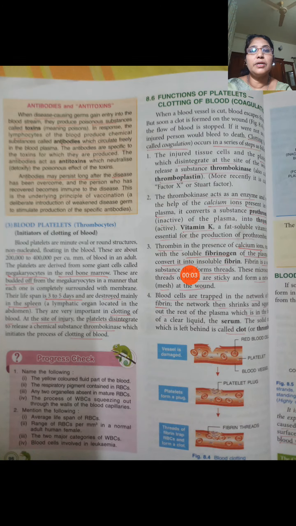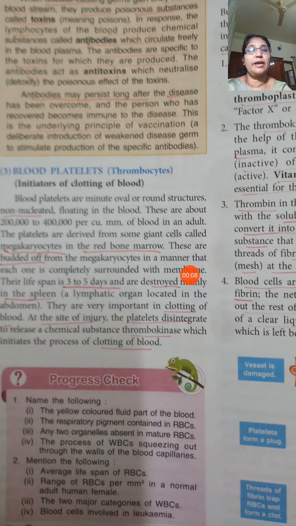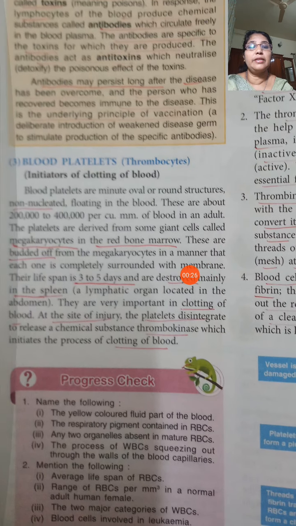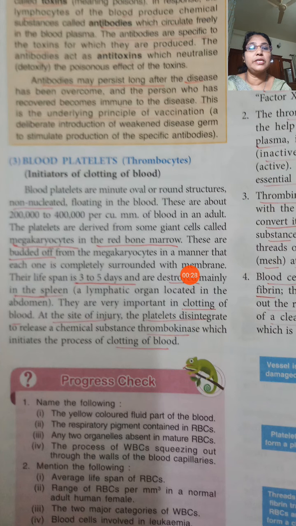Again, we have to learn about the blood platelets. They are the third kind of blood cell. We learned about the erythrocytes and leukocytes. Then another kind is the blood platelets or thrombocytes. Another name is thrombocyte. Its main function is the clotting of the blood. They are the smallest of the blood cells.